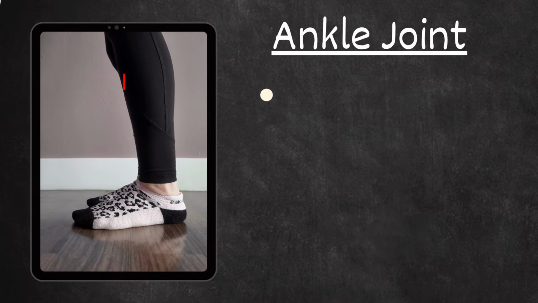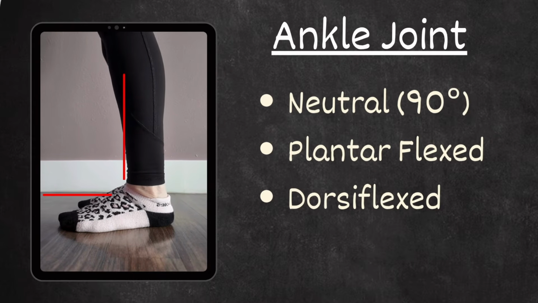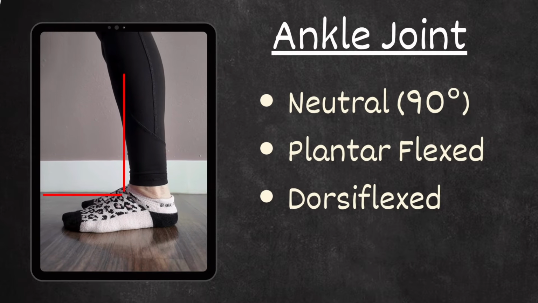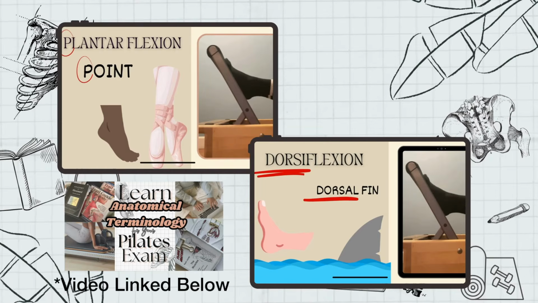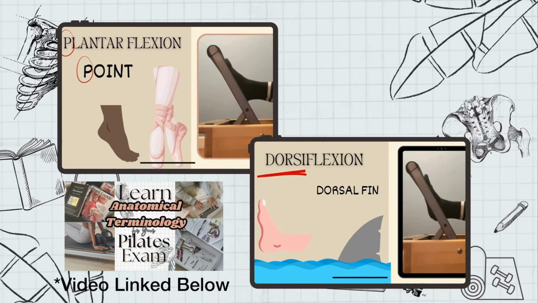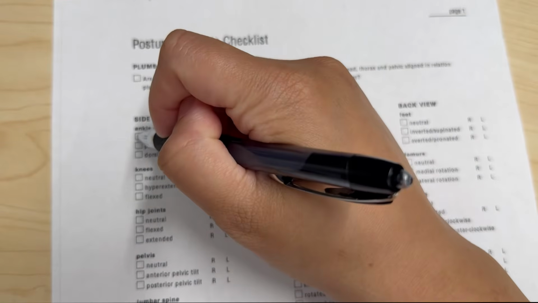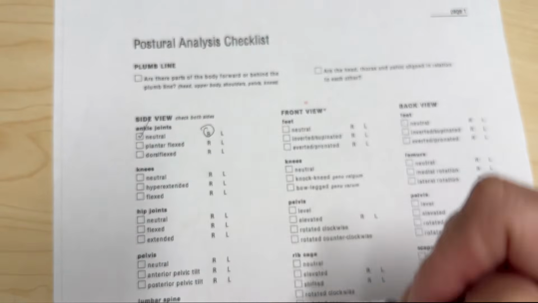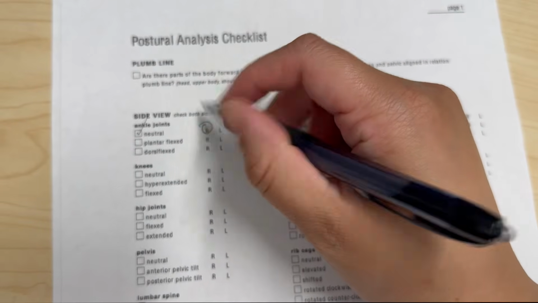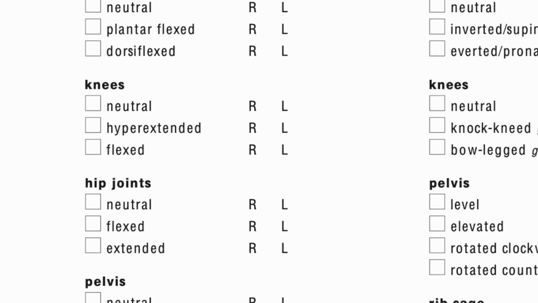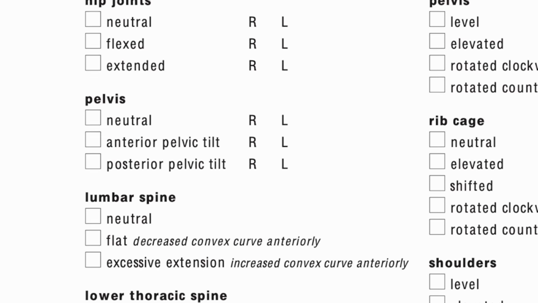Determine if the ankle joint is neutral, plantar flexed, or dorsiflexed. This is why we need to know the definitions of those anatomical references. Once you've made your determination, you'll mark that on the postural analysis checklist and then move down to the next part. Make sure you go down the list on one side of the body and then have the client turn around and do the other side.